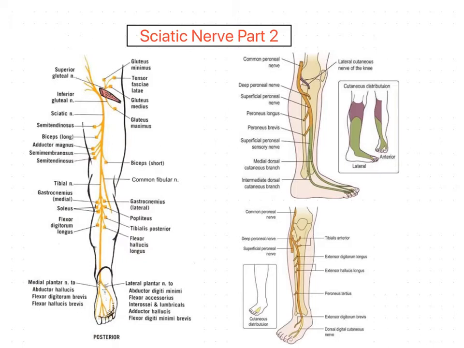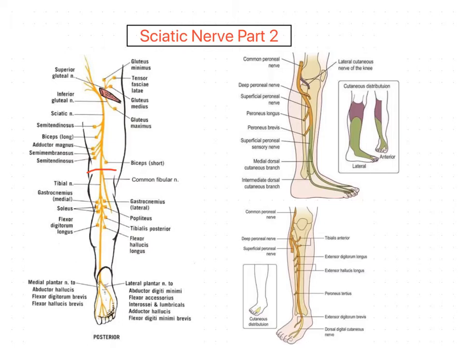If you see the course, the sciatic nerve arises in the pelvis, leaves the pelvis by passing through the greater sciatic notch below the piriformis muscle, to enter into the gluteal region. It doesn't give any branches in the gluteal region. In the back of the thigh, it lies deep to the long head of biceps femoris and superficial to adductor magnus, and it terminates by giving two terminal branches in the back of the thigh.